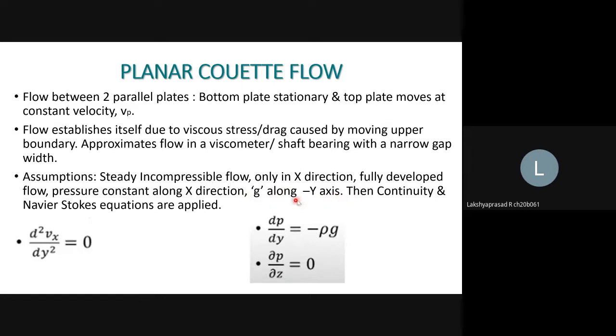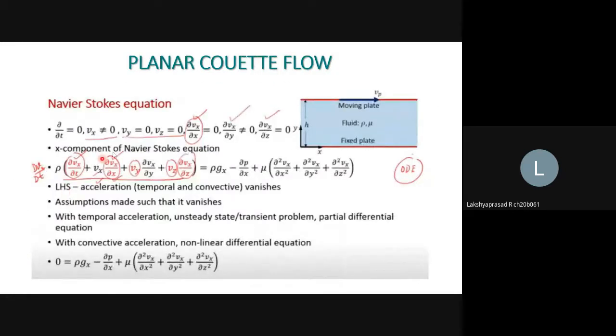And now we can easily apply the continuity and the Navier-Stokes equations. Finally, the expression that we'll obtain: the x direction Navier-Stokes equation simplifies to d square vx by dy square equal to 0. This is for y direction, this is for z direction. So dp by dy is minus rho g and dp by dz is equal to 0. So these are the three equations related to the planar Couette flow. Okay, so this is the derivation.